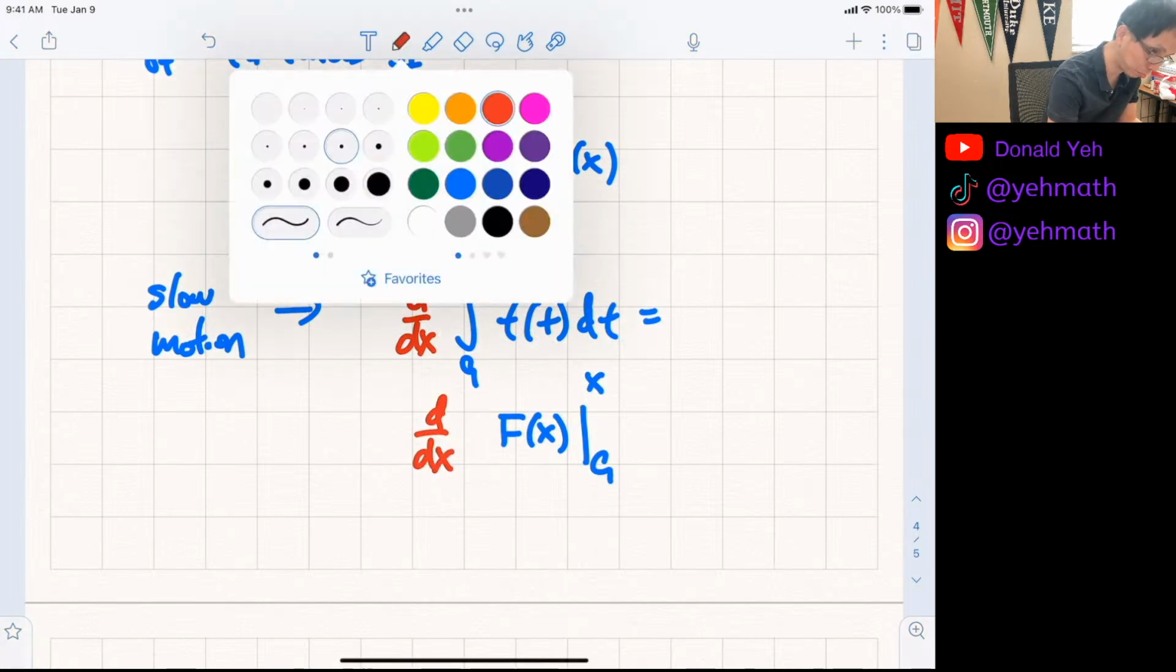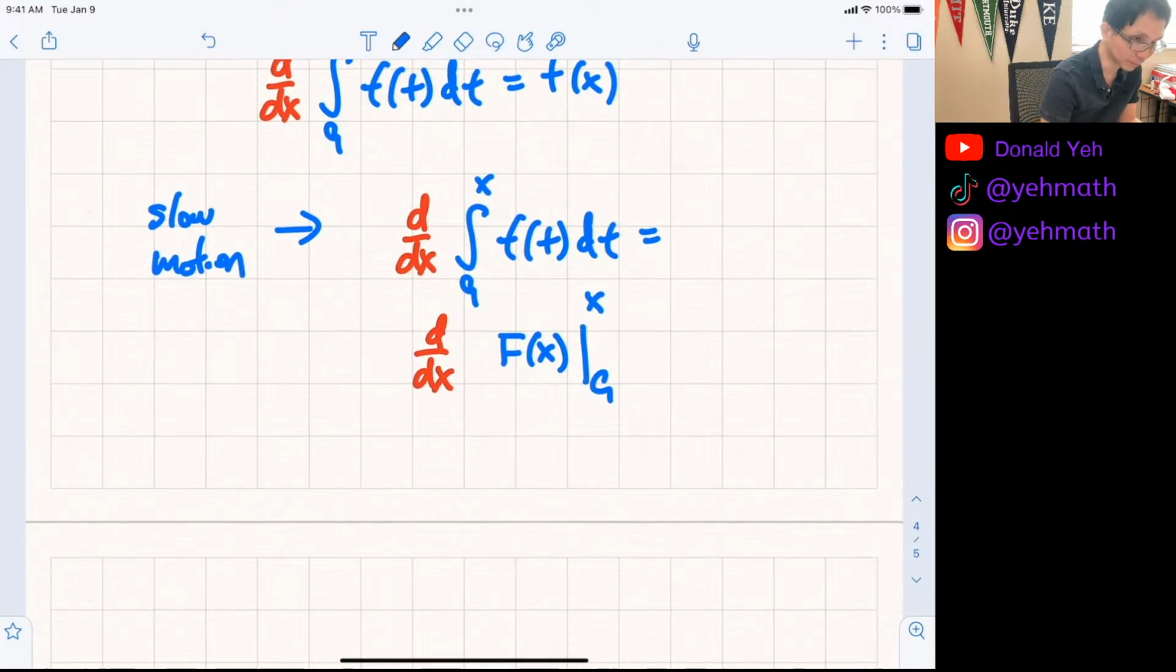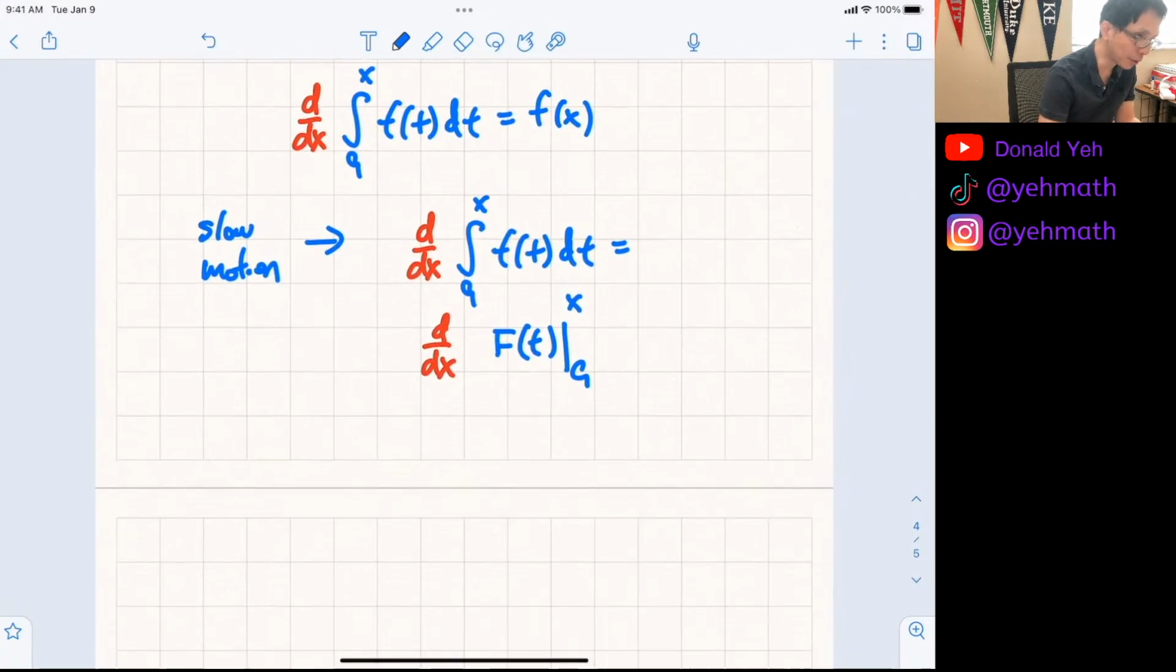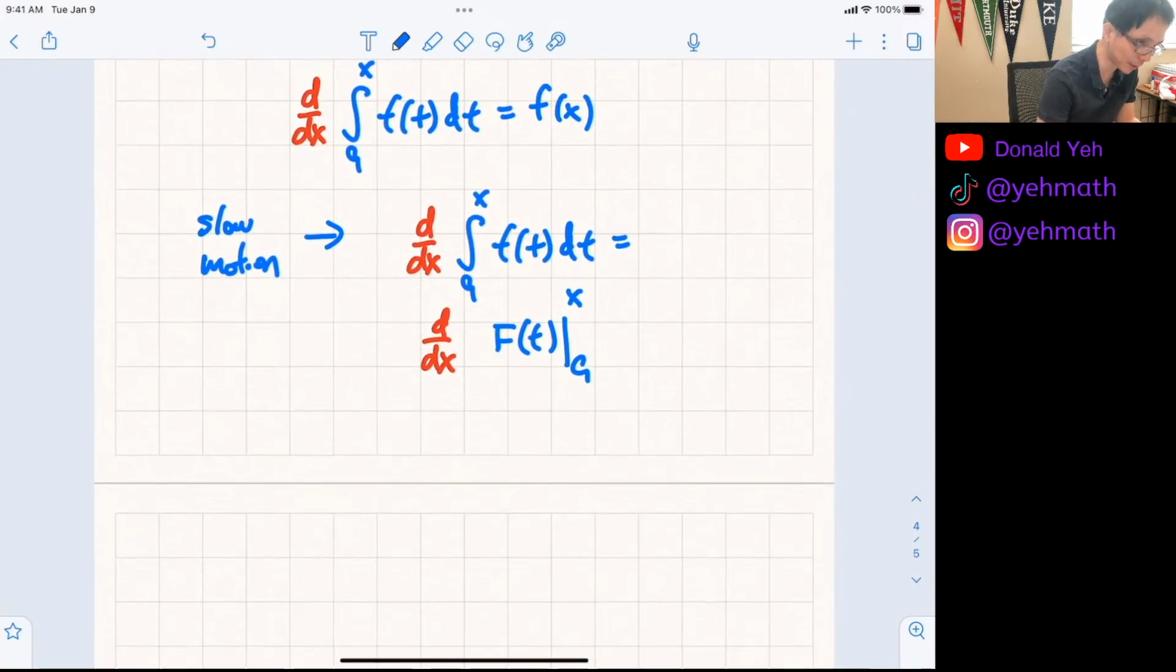Why is it f of x if it's like d? Like, you see what I'm trying to say? Oh, okay. Sorry. It's f of t. You're right, f of t. Is the other one f of t too? No. It will eventually go to x because we're taking the derivative with respect to x. I'm going to show you that.